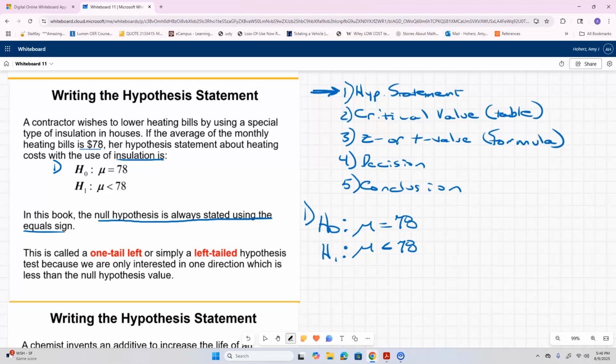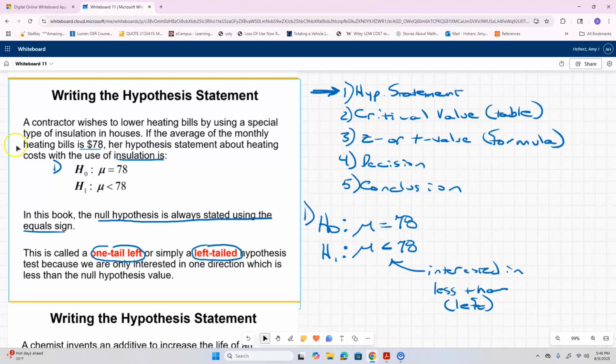This type of hypothesis statement is called a one-tail left, or simply a left-tailed hypothesis, because we're only interested in one direction. We're only interested in less than, which is to the left on a number line. So we consider that a left-tailed. It's only one tail because we're only concerned about one direction. And in this case, we're worried about the direction to the left, to the less. So that's considered a one-tail left or a left-tailed hypothesis statement.